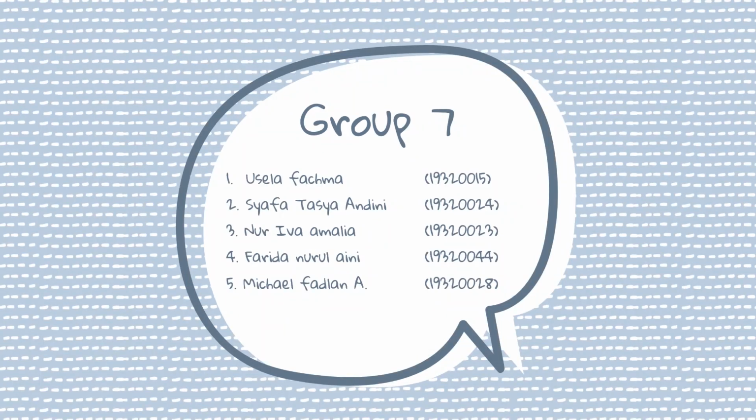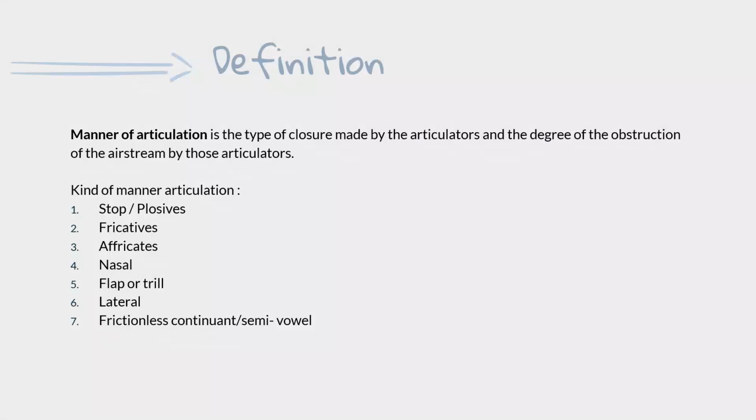Manner of articulation is the type of closure made by the articulators and the degree of the obstruction of the airstream by those articulators. Manner of articulation describes how the tongue, lips, jaw, and other speech organs are involved in making a sound make contact. Often the concept is only used for the production of consonants.